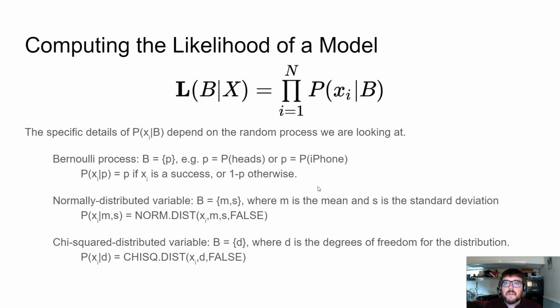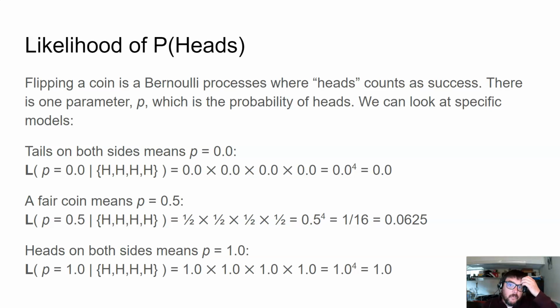So let's look at how this would work if we were computing the likelihood of a model where we were estimating the probability of heads. Flipping a coin is a Bernoulli process, and usually we count heads as success, and the one parameter is P, which is the probability of heads. And so to look at different models, we could compute the likelihood that P is 0 given data with 4 heads. That's the probability of observing this given the model, times 0, times 0, times 0. 0 to the fourth is equal to 0.